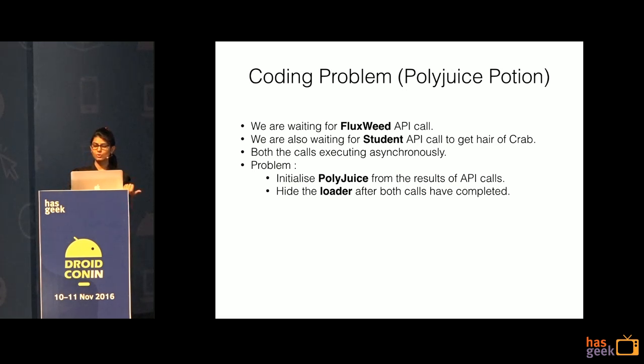The problem is, we want to initialize polyjuice from the results of the API calls, that is Fluxfeed and student. We want to create another object called polyjuice, and we want to hide the loader only after both calls have completed. Without RxJava, we would have to use semaphores. Like if the Fluxfeed call completes, we would have to check if the student call has been completed or not. And if the student response came first, then we would have to check if the Fluxfeed response has come yet or not. That way, we would have to keep two booleans, two states. And states are not that good. So let's take a look at the example.